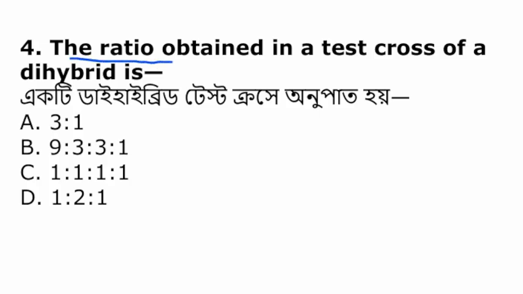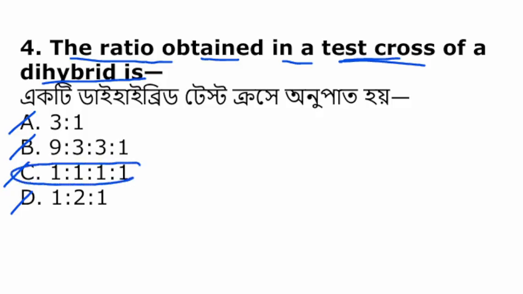The ratio obtained in a test cross of a dihybrid — dihybrid cross a test cross এর অনুপাত কত? 3:1, 9:3:3:1, or 1:1:1:1, or 1:2:1. So the test cross ratio of dihybrid cross is 1:1:1:1.